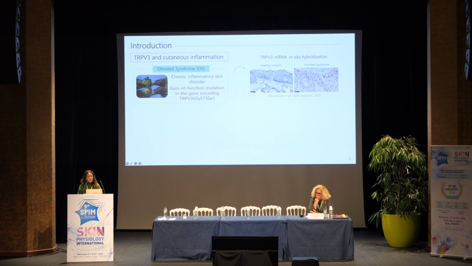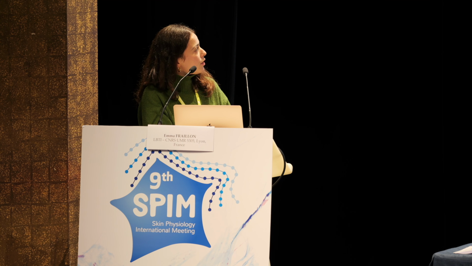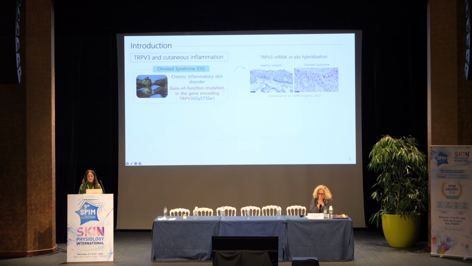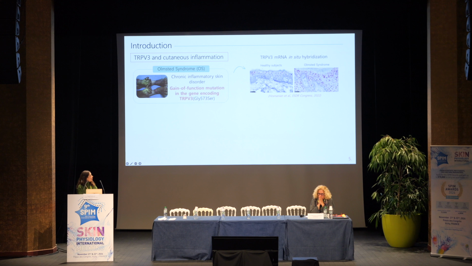So there is some evidence that TRPV3 can be linked with cutaneous inflammation, as here, for example, where a gain-of-function mutation in the gene encoding TRPV3 can be the direct cause of the appearance of a chronic inflammatory skin disorder called Olmsted syndrome. In this disease, which shares similarities with psoriasis, TRPV3 is overexpressed in the epidermis of patients compared to healthy subjects. Moreover, as it is a gain-of-function mutation, here the TRPV3 channel is also hyperactive.